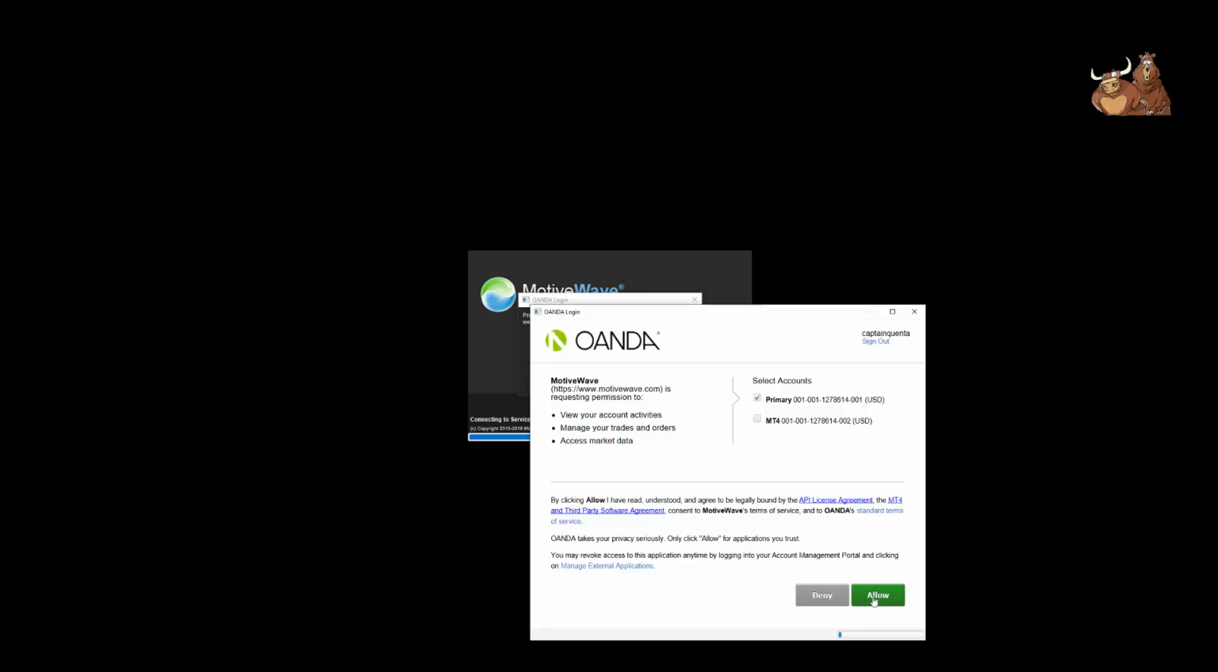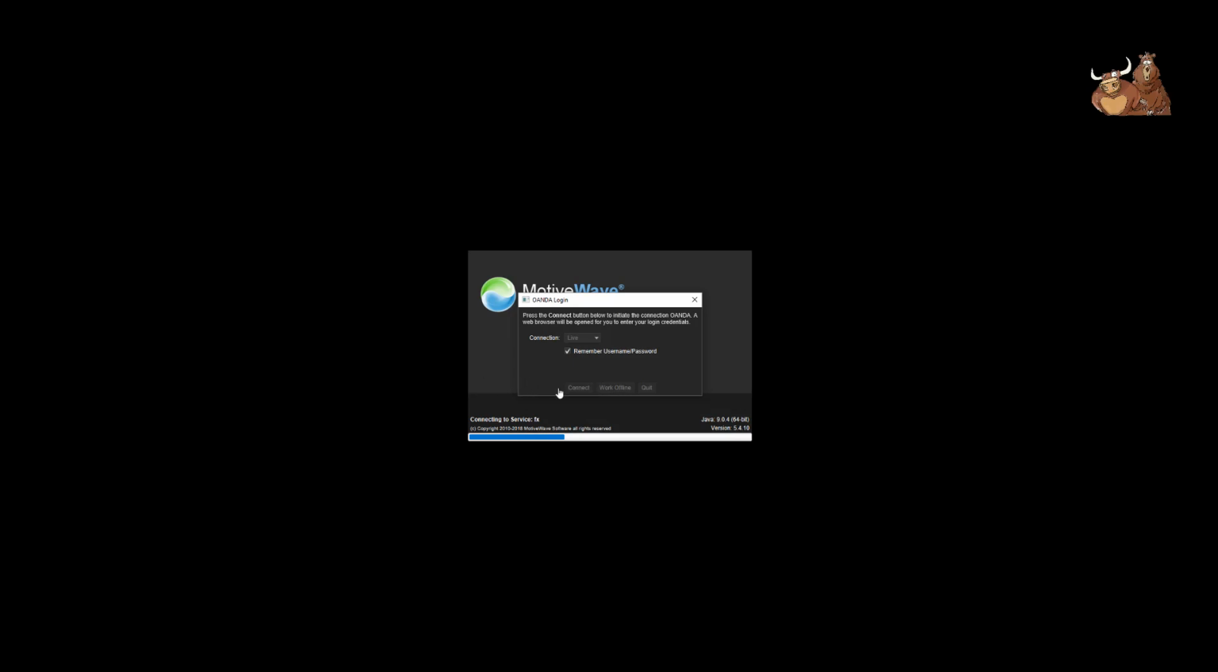It's going to log in, and what I'm not going to do is show you my username or password, so I'm going to pause it real quick, and then we'll continue as soon as I've got that loaded. Okay, now I put that in. I'm just going to hit allow, and now we're going to load up the workspace.